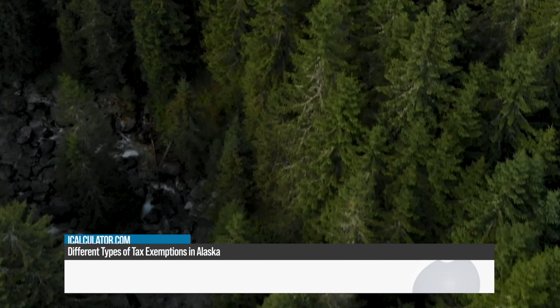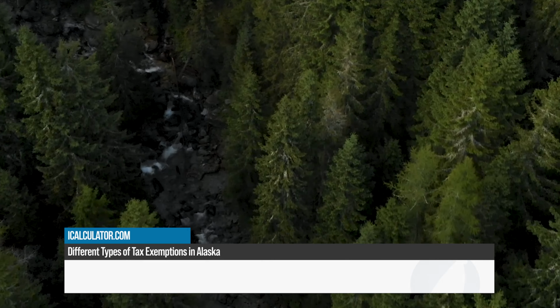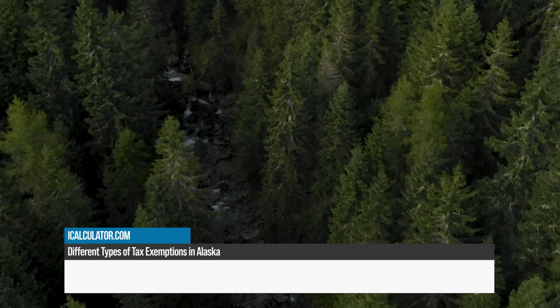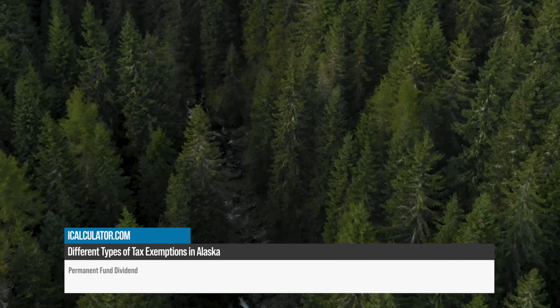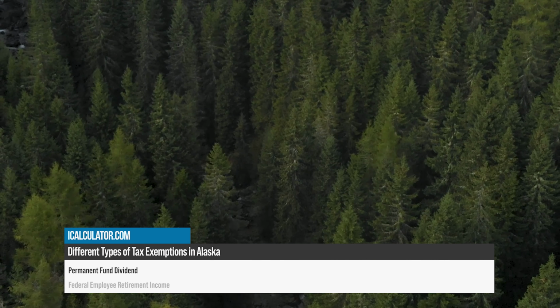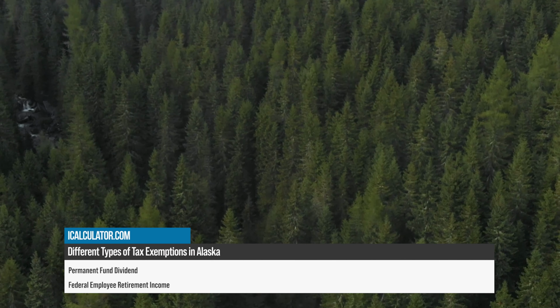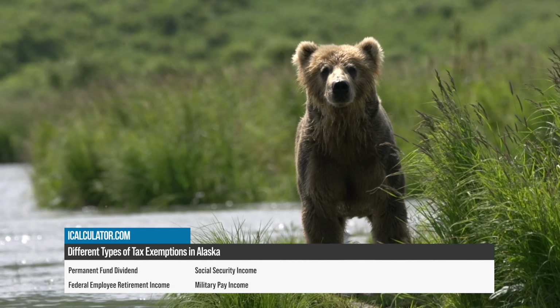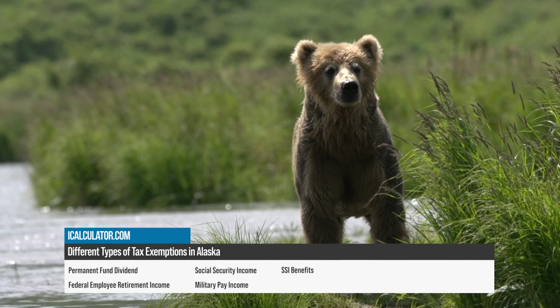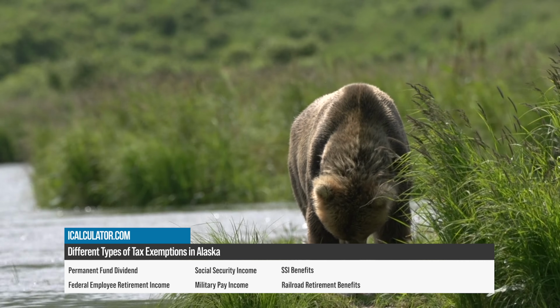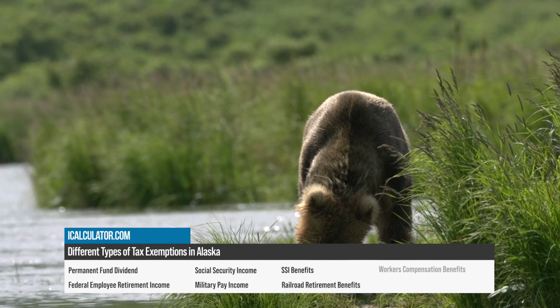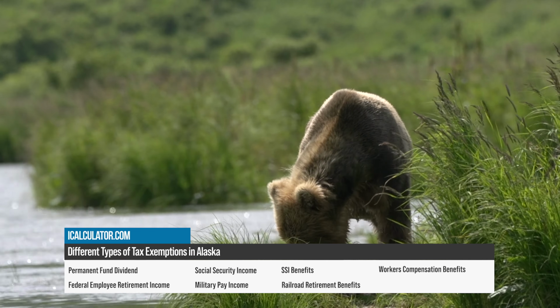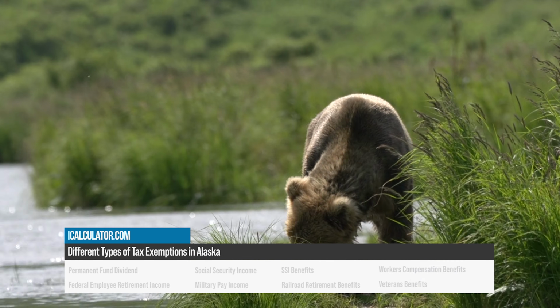Now let's take a look at the different types of tax exemptions in Alaska. Alaska has various tax exemptions, including permanent fund dividend, federal employee retirement income, Social Security income, military pay income, SSI benefits, railroad retirement benefits, workers' compensation benefits, and veterans benefits.